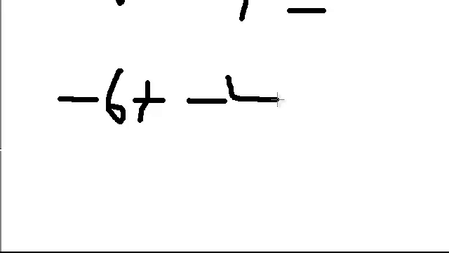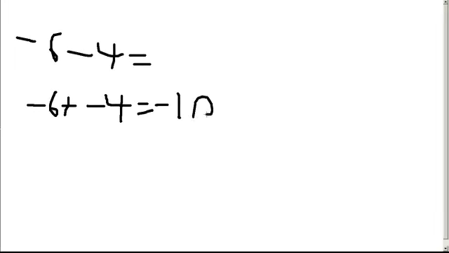Okay, so what about subtraction? So let's say we have -6 minus 4. What you would do is you would have to bring down the -6 and change the minus to a positive and change the 4 to a -4. And then you would solve it like a regular addition problem. And since they are both negative, the answer has to be negative, and 6 plus 4 is 10. So the answer is -10.